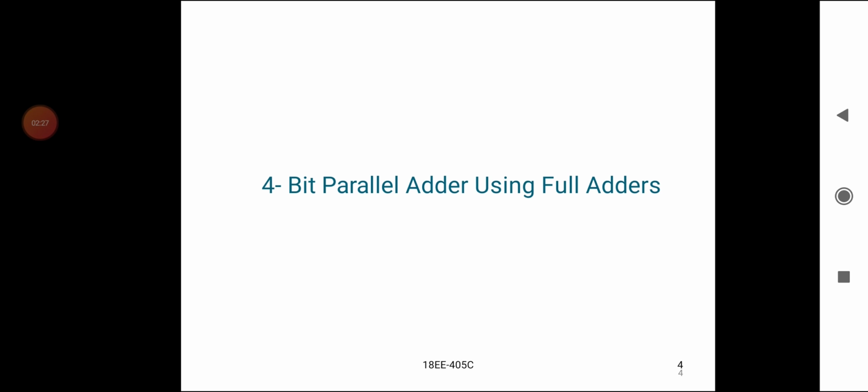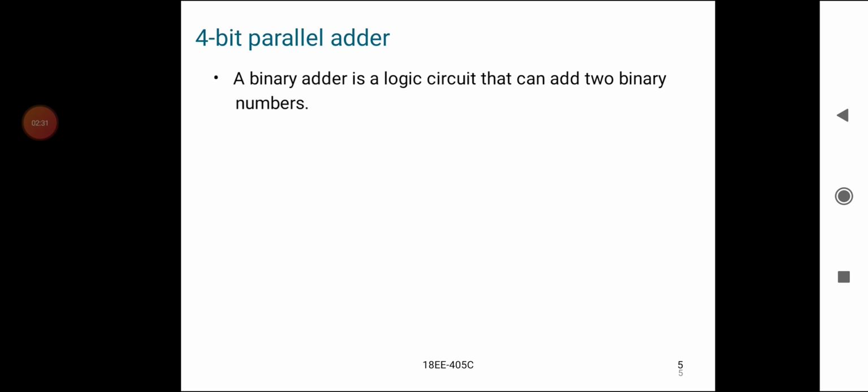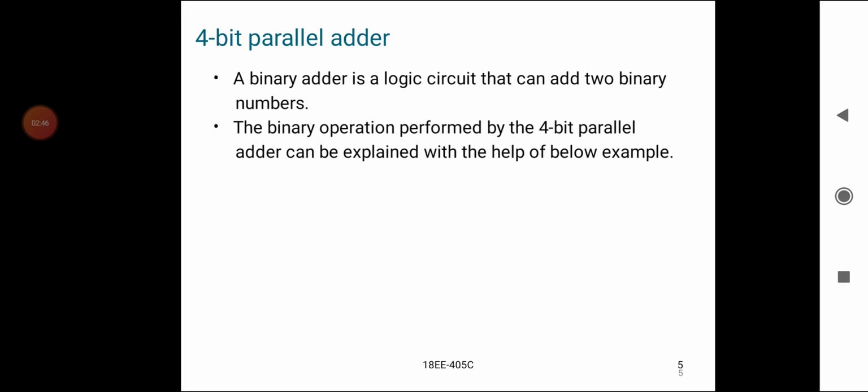The 4-bit parallel adder using full adders. A binary adder is a logic circuit that can add two binary numbers. The binary operation performed by the 4-bit parallel adder can be explained with the help of the below example.